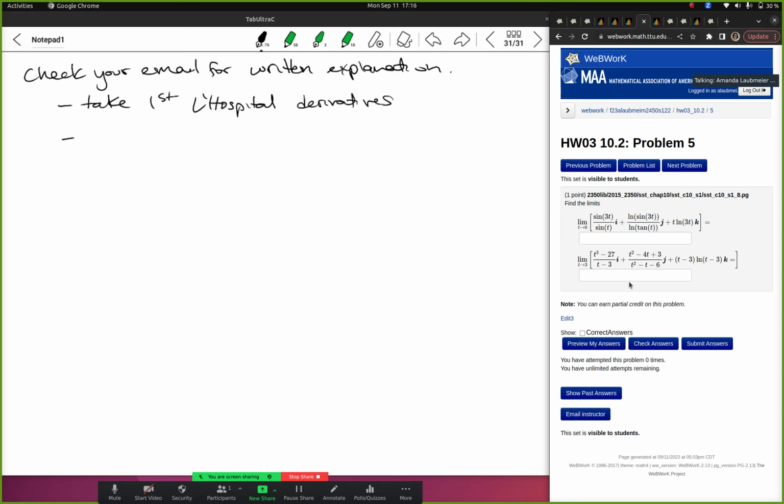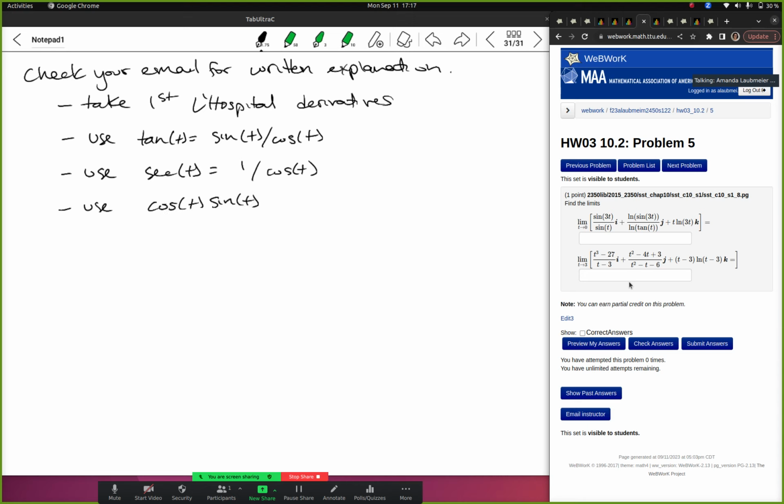So use tangent of t is equal to sine of t over cosine of t. Use secant of t is equal to 1 over cosine of t. And then also use the, I think, double angle formula, which is cosine of t sine of t is equal to a half sine of 2t. So after you make those substitutions, you just simplify your fraction.